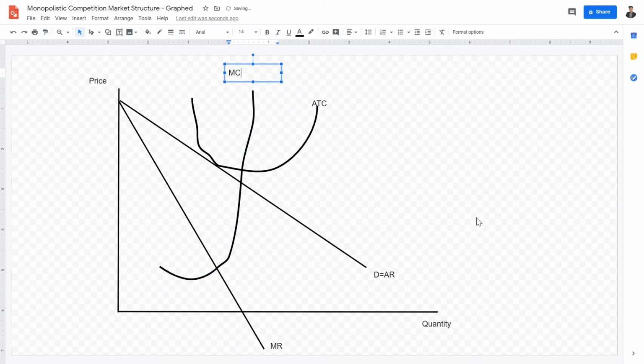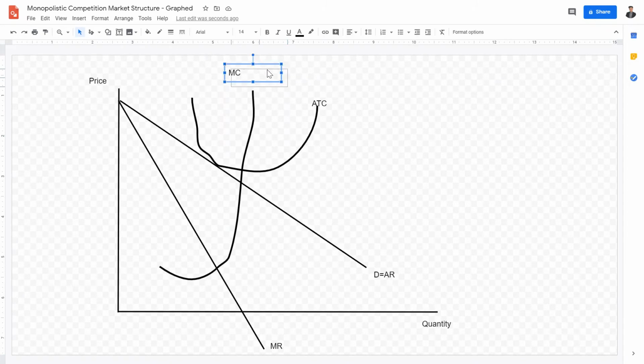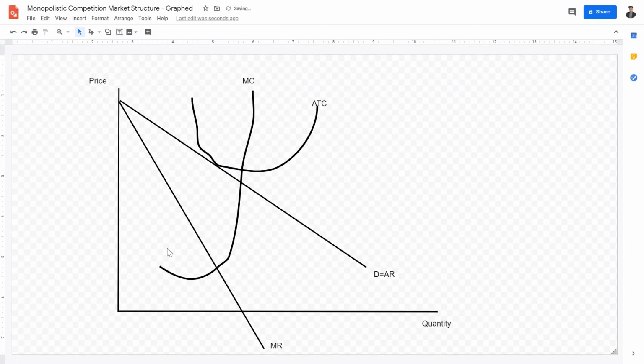Now, why does the graph look so weird? Why does the graph look like this? Of course, average total cost decreases and increases again because of economies of scale. Marginal cost decreases and increases also because of economies of scale, and then it increases because of diseconomies of scale.